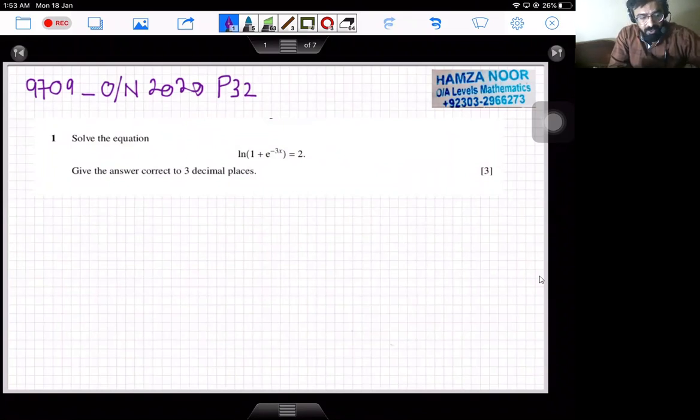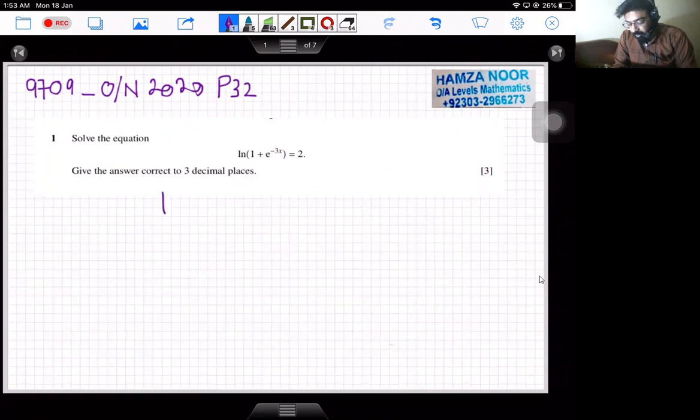Assalamu alaikum students. This is Hamza Noor and today we have some questions from the paper A Levels Mathematics 9709, paper 3 variant 2, and the attempt is the most recent one, October-November 2020. And let's see what question number 1 says. Solve the equation ln(1 + e^(-3x)) = 2. Give the answer correct to 3 decimal places.